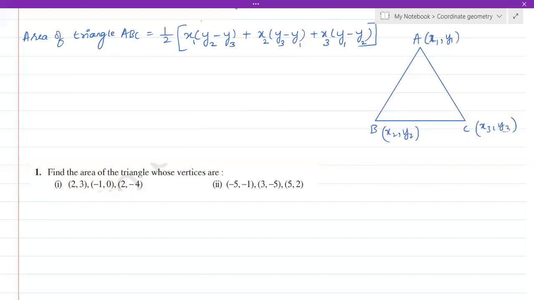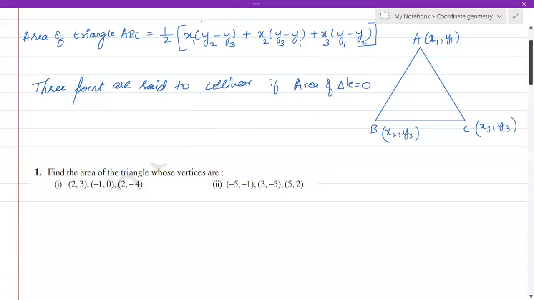Remember, two points are always collinear because you can connect two points by a single straight line. So when we talk about collinear, it is three or more points. Three points are said to be collinear if the area of the triangle is equal to 0. Very, very important: if the area is not 0, then the points are not collinear. So that's an important note.